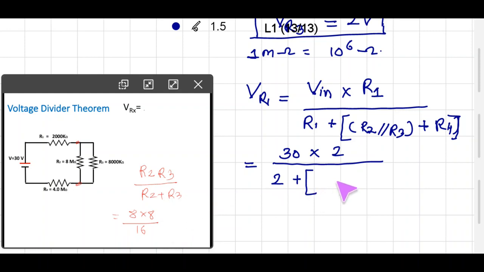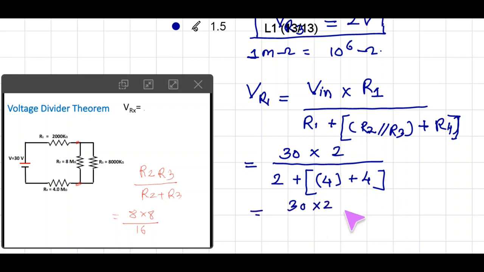So that is equal to 4 mega ohm. This is the result of the parallel combination, plus our R4, which is 4 mega ohm. So that is equal to 30 multiplied by 2 divided by 10. So that is equal to 60 divided by 10, and that is equal to 6 volt. So you can say that the voltage appearing across R1 is equal to 6 volt.